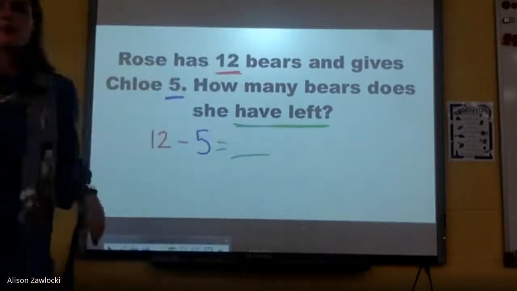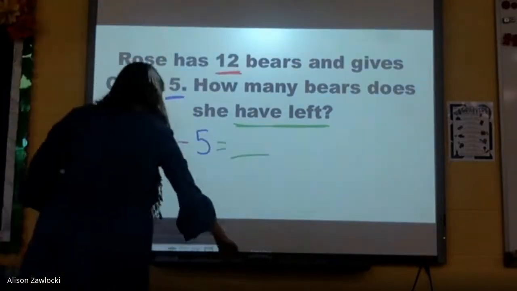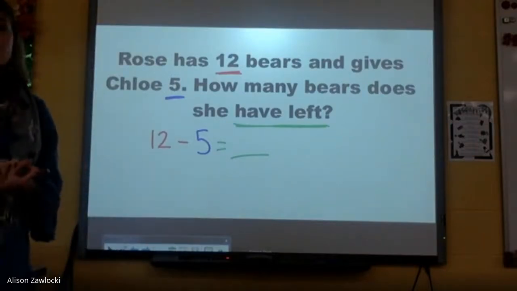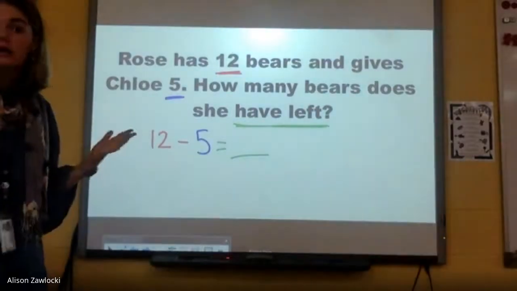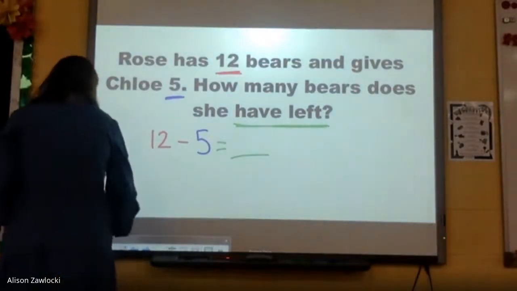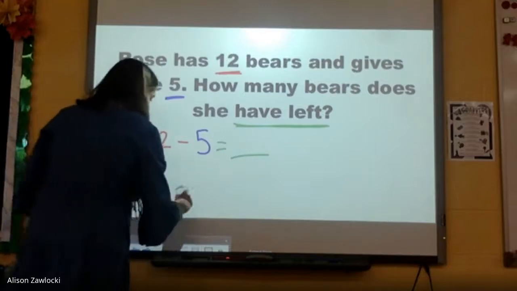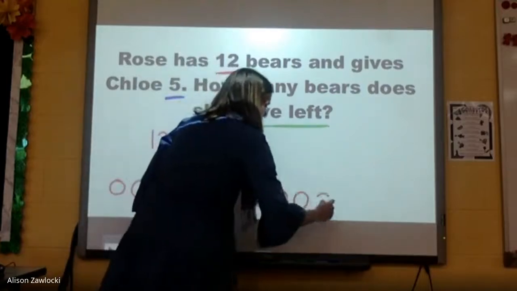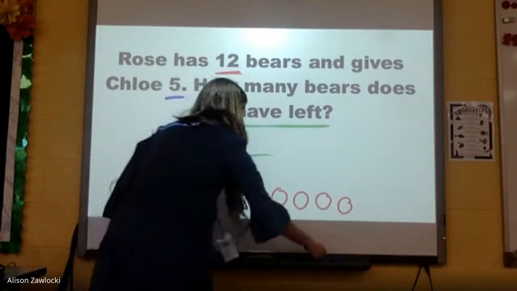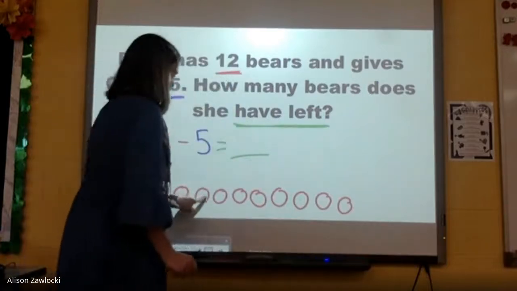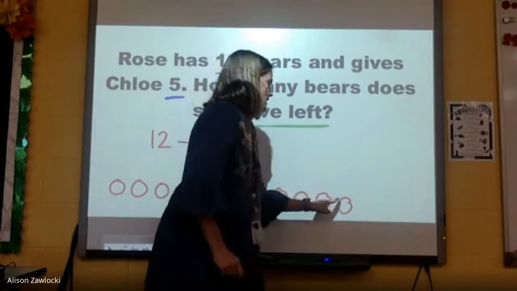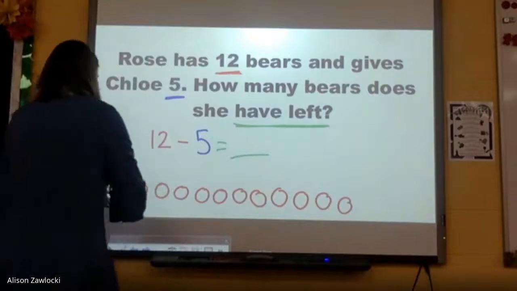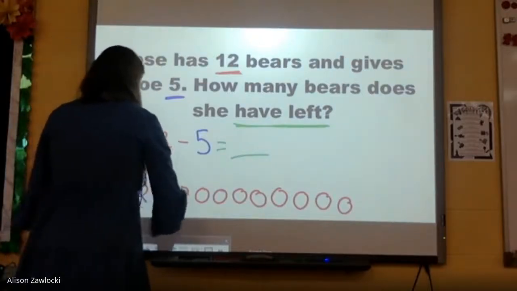Now I have to show my work by drawing a picture. I'm gonna start by drawing my 12 circles. I'm drawing circles because they're quicker and easier to draw than a whole bear. Let's draw 12 circles. 1, 2, 3, 4, 5, 6, 7, 8, 9, 10, 11, 12. I'm gonna go back and double check that I drew 12. 1 through 12. I did. Now, how many am I going to cross out? How many did she give away? 5. That's right. 1, 2, 3, 4, 5.